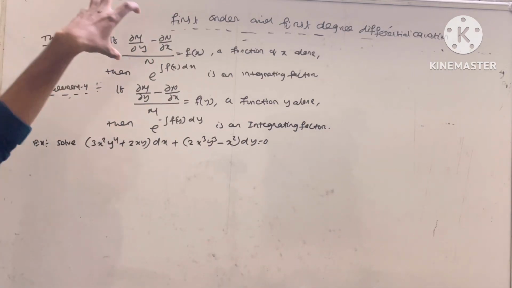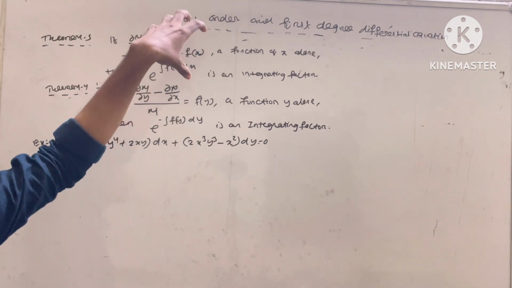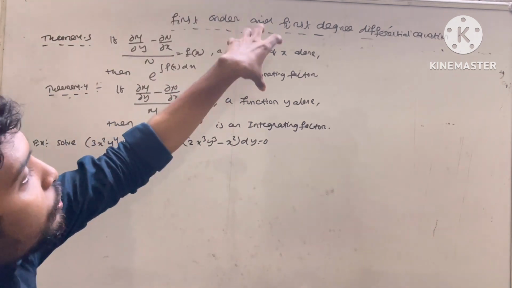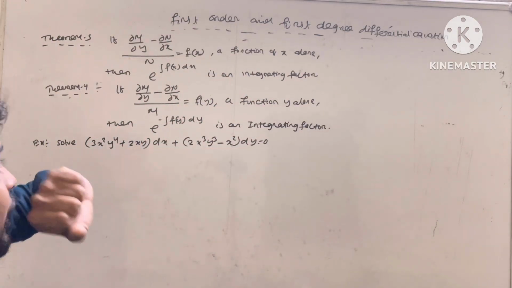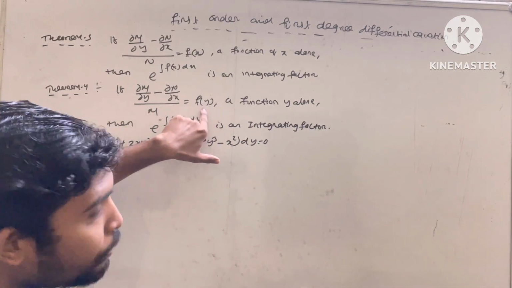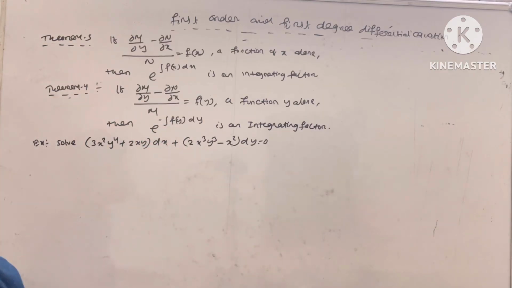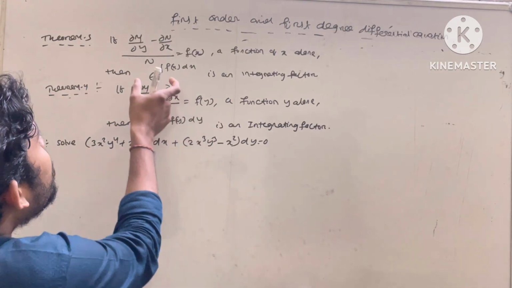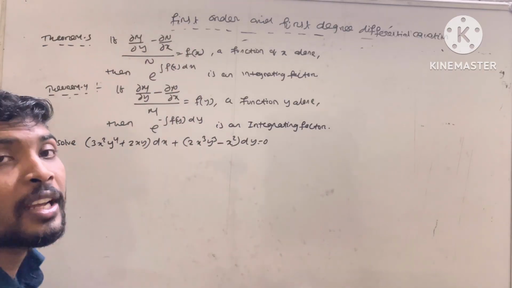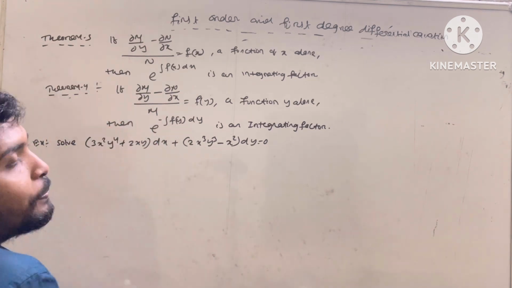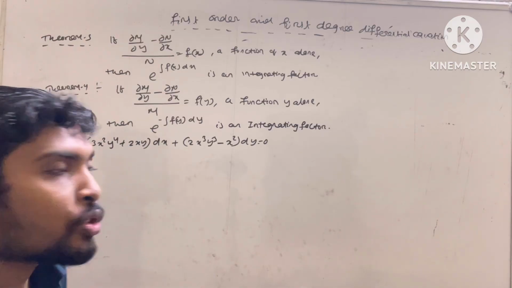Look here. If del M by del y minus del N by del x, divided by N, is a function of x alone, say f of x, then the integrating factor is e to the power integral of f of x dx. If you divide by M and it is a function of y alone, then the integrating factor is e to the power minus integral of f of y dy. Listen very carefully. If you divide by N and it is a function of x alone, then the integrating factor is e to the power integral of f of x dx. If you divide by M and it is a function of y, then the integrating factor is this one. Okay, so let's take an example here.